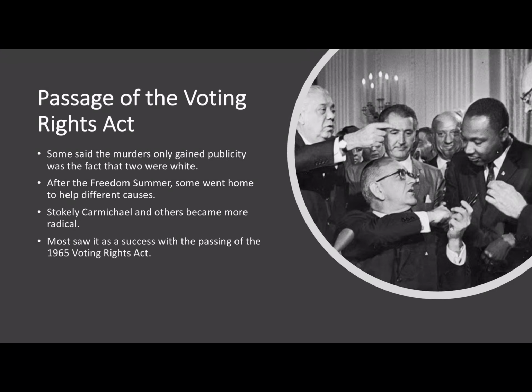At the end of the Freedom Summer, some of the activists went home and started looking at different causes. Others, such as Stokely Carmichael, started to look at more radical approaches to bring about change. However, most of those involved in the Freedom Summer saw it as a success when in 1965 the Voting Rights Act was passed. Therefore, we can say that out of this, the Civil Rights Act, the Voting Rights Act, and increased support from the President and people in the United States of America was one of the successes from this tragedy.